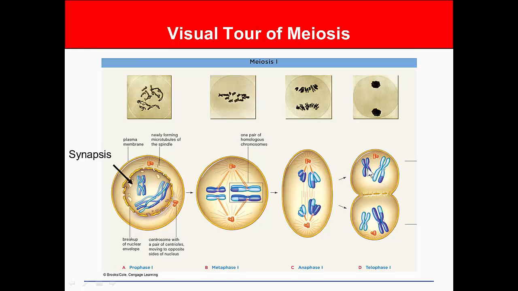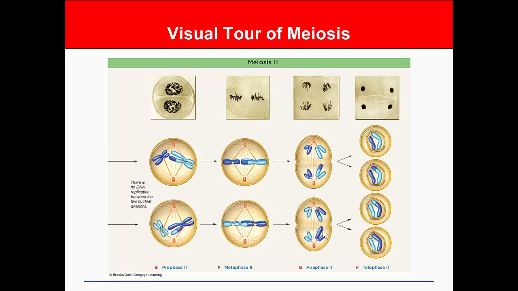Because I have 1 of this small type and I have 1 of this large type. And over here I have 1 of the small type and 1 of the large type as well. But I started with 2 of the small type and 2 of the large type in this cell. So let's go on and look at what happens in meiosis 2.